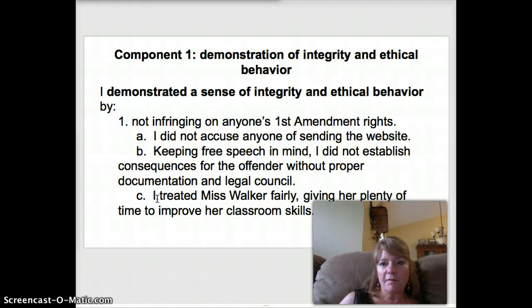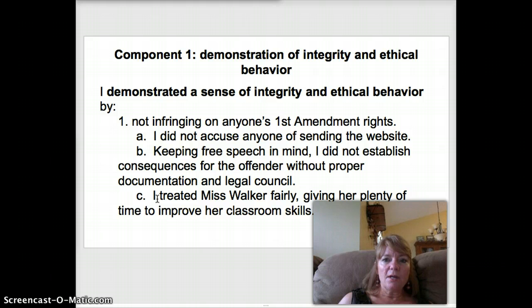Then just reflecting on Standard 5. As far as demonstrating integrity and ethical behavior, I did this by not infringing on anyone's First Amendment rights. I did not accuse anyone of sending the website email. I keep free speech in mind. I did not establish consequences for the offender without proper documentation and legal counsel. Without actually seeing the website and the threat myself, I don't know if that person had the right to create that website or not. I treated Ms. Walker fairly. I would give her plenty of time to improve her classroom skills, even though I was very frustrated with her. And my first thought was, I don't really want her to come back to my school. That's not right. She deserves due process and some help and encouragement so that she can be successful in what she's doing.